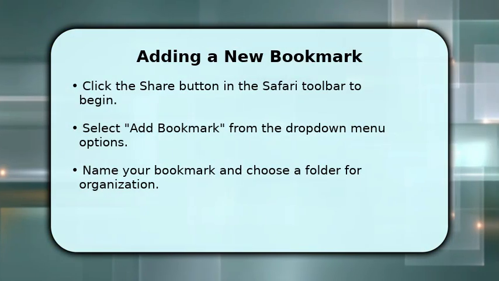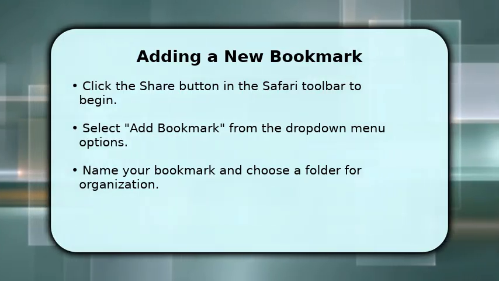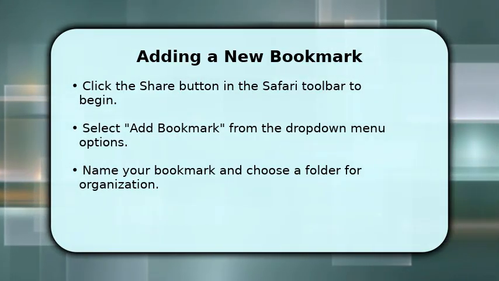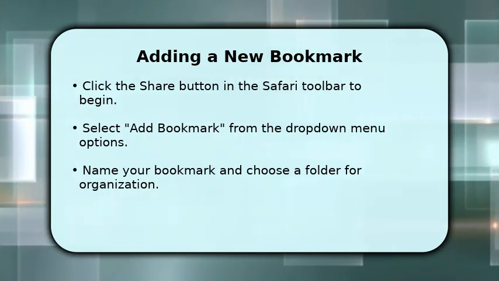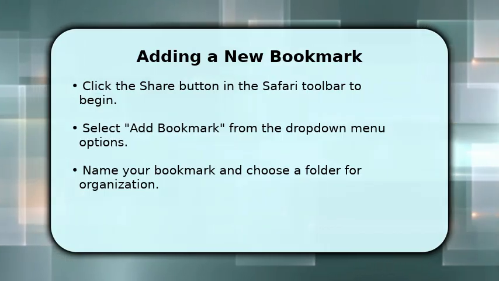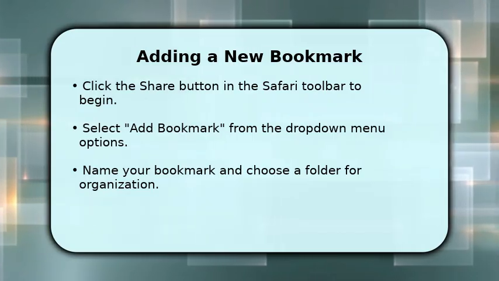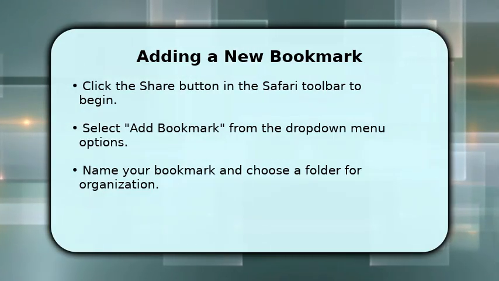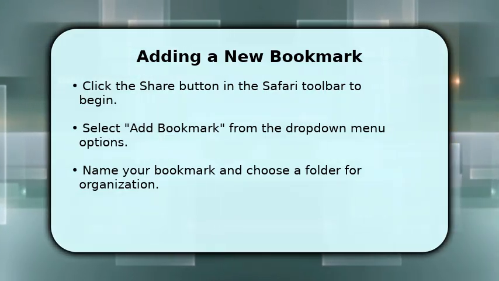To add a new bookmark, first, navigate to the web page you wish to save. Then, locate the Share button in the Safari toolbar, which looks like a square with an upward arrow. Click on it, and from the options that appear, select Add Bookmark. You'll then be prompted to name your bookmark and choose a location, such as a specific folder, to keep it organized. It's a simple process that takes just a few seconds.